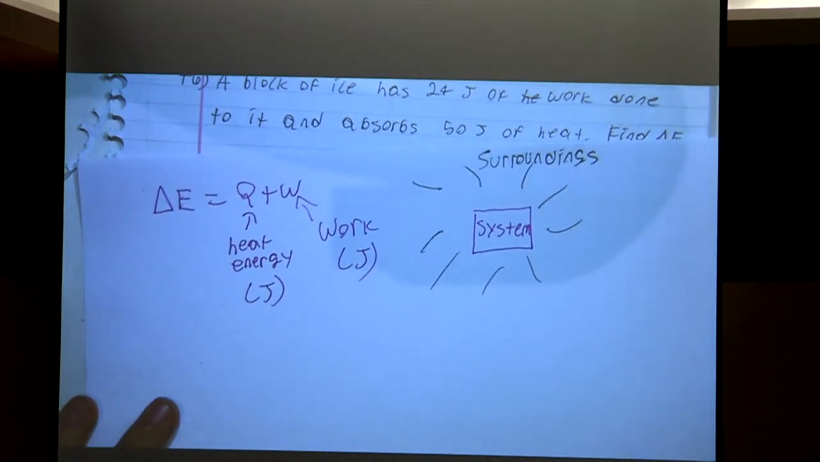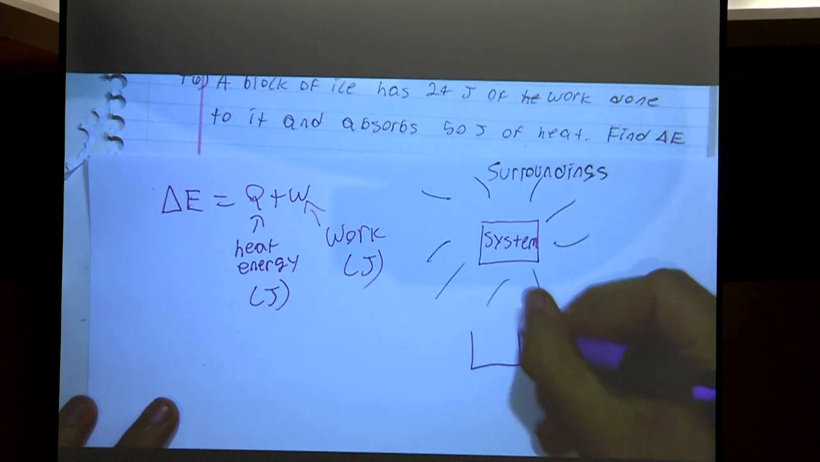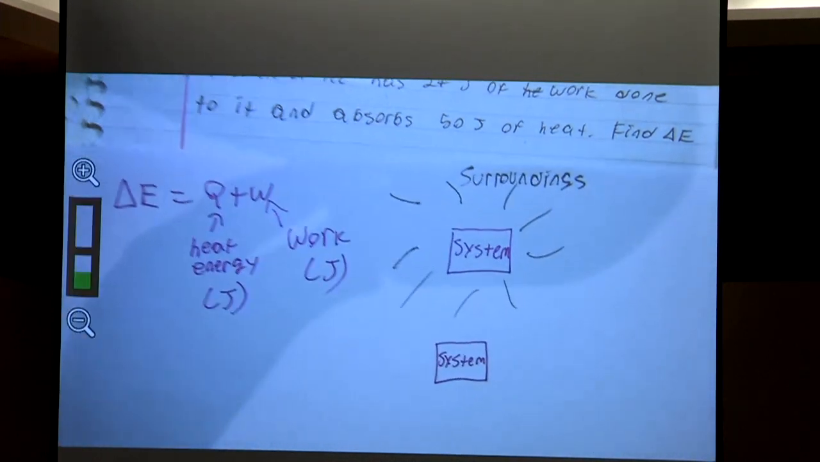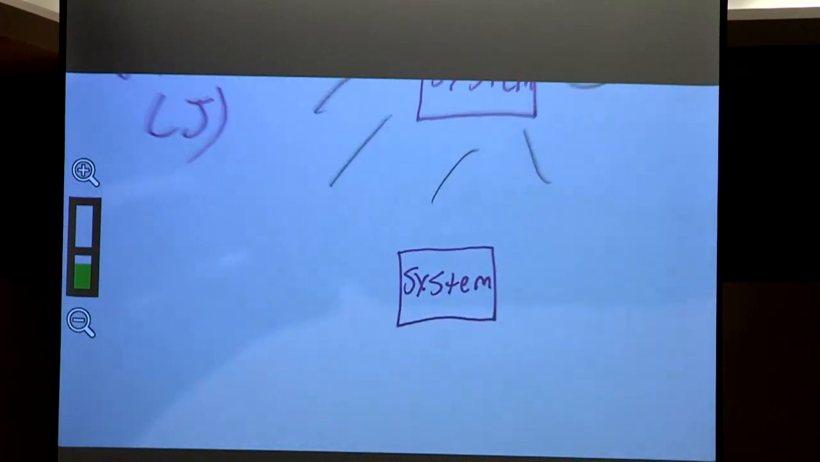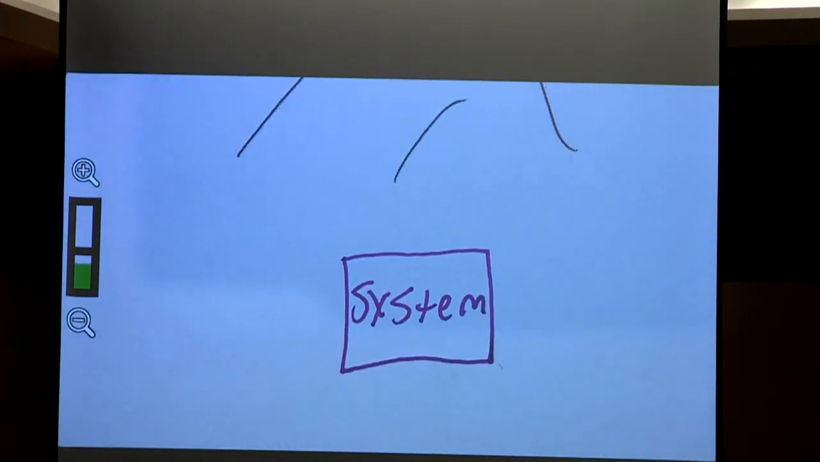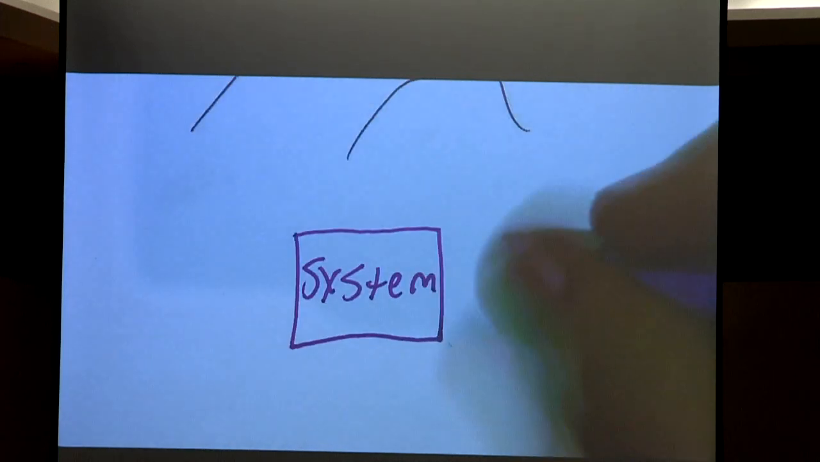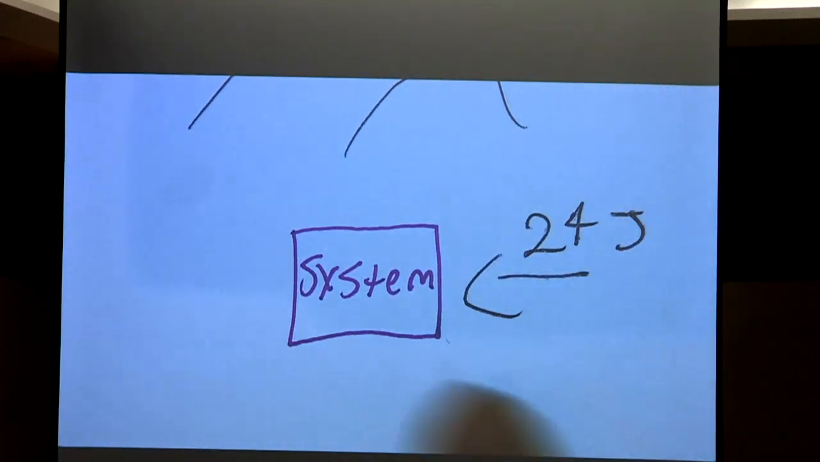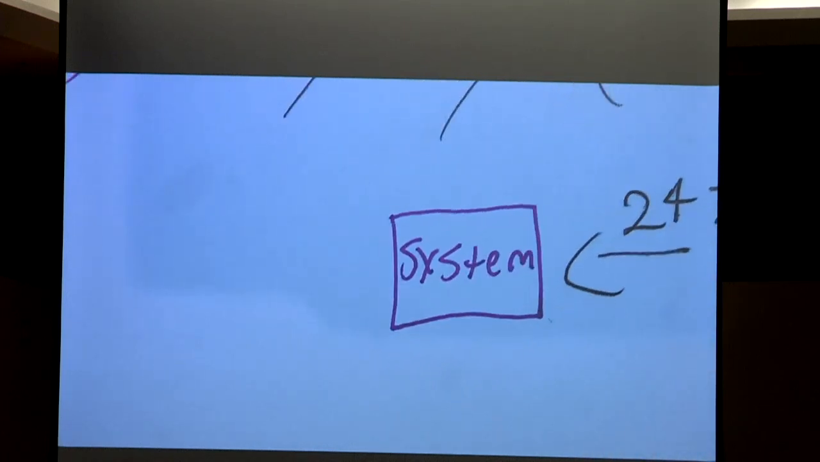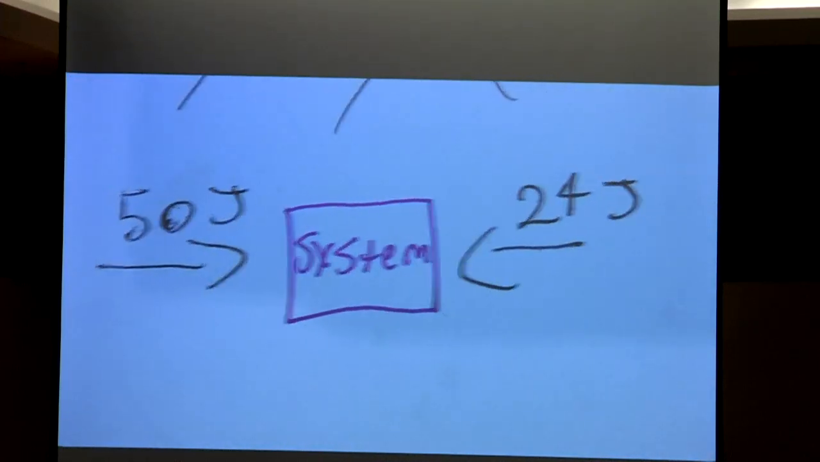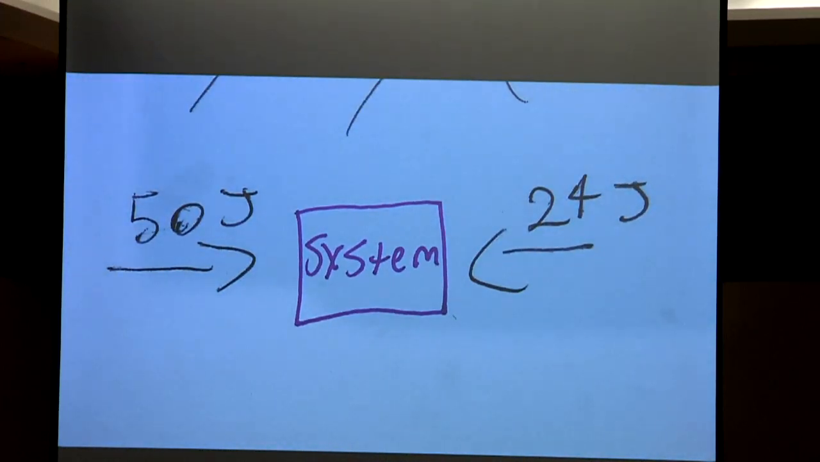All right. So we're told that our system has 24 joules of work done to it. So I've got a work of 24 joules going into the system. And it also absorbs 50 joules of heat, right, from the surroundings.